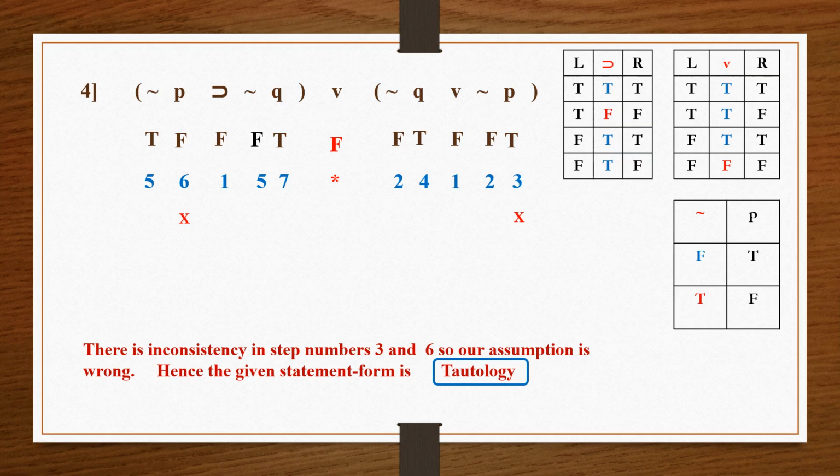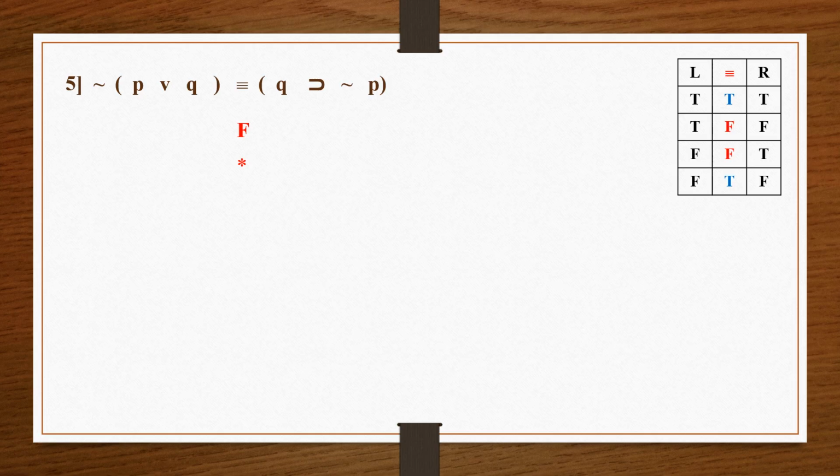Now we go to the next example. Now we will do the fifth one. What is the main connective here? Equivalence, the triple bar. So below the main connective we'll write false and mark it with a star, which indicates that it is an assumption. When is an equivalence statement false? An equivalence is false under two conditions, that is when the left is true and the right is false, or the left is false and the right is true.